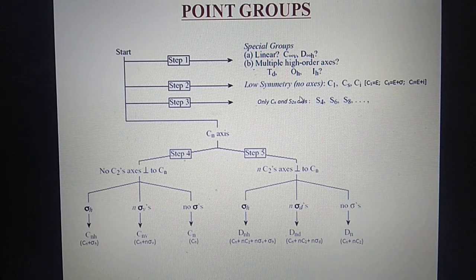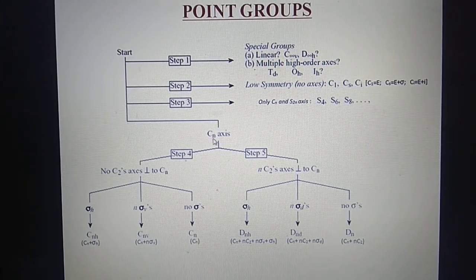In the third step, we will consider the molecules where some Cn axis is present, and in addition to Cn, only an S2n axis is present. 2n means only even. That may be S4, S6 or S8. Then these would be the point groups.